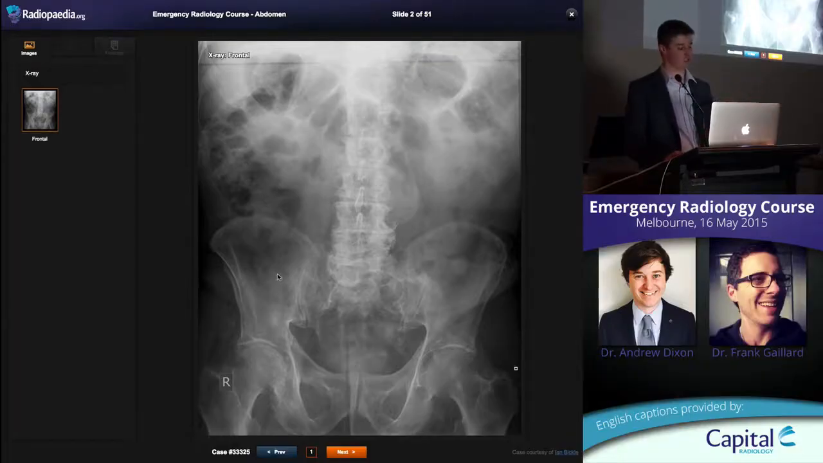Also, the large bowel tends to go picture frame around the abdomen, transverse colon, descending colon, down to the sigmoid and the rectum, whereas small bowel is largely centred in the centre of the abdomen.